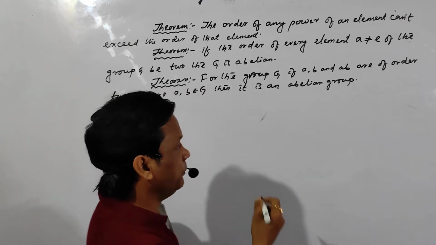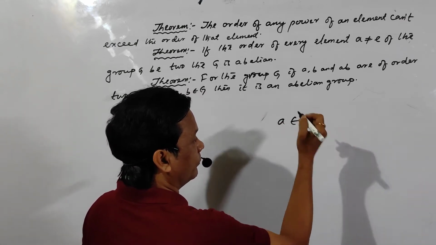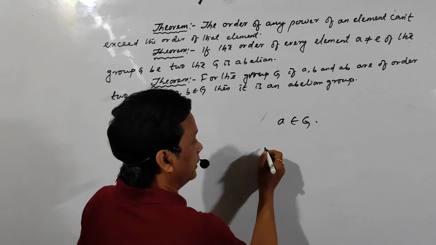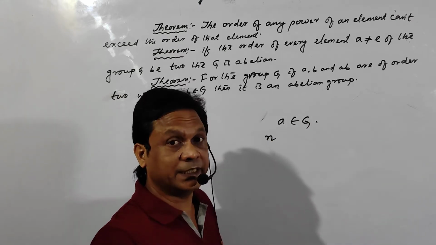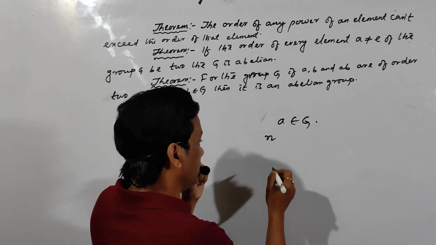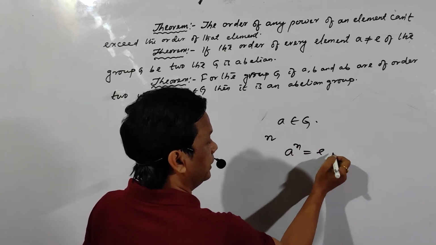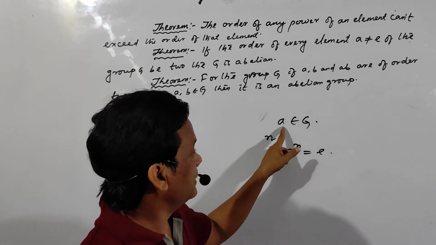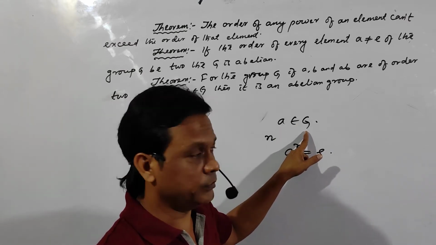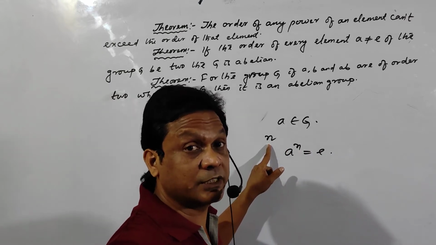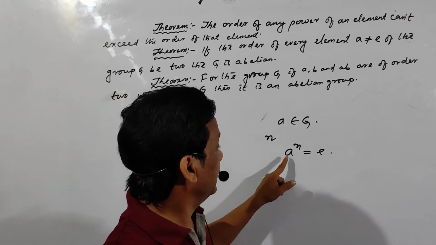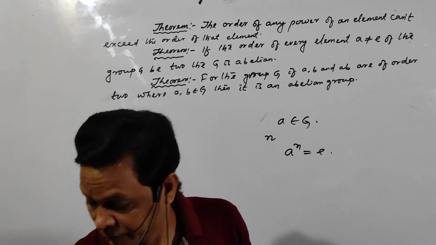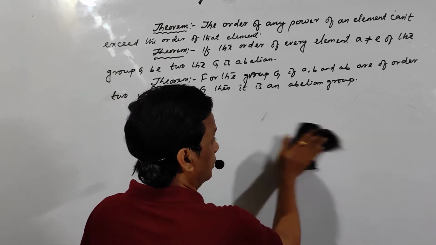And I have told you, if A belongs to G, A is any element of the group G, and n is the least positive integer such that A to the n is equal to E, then n is the order of A. Already I have told you this one.